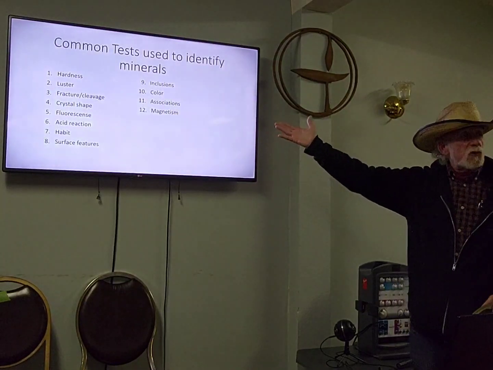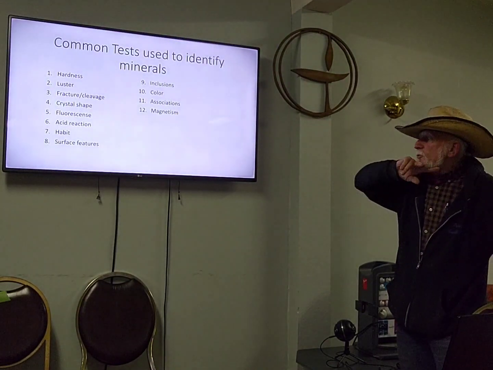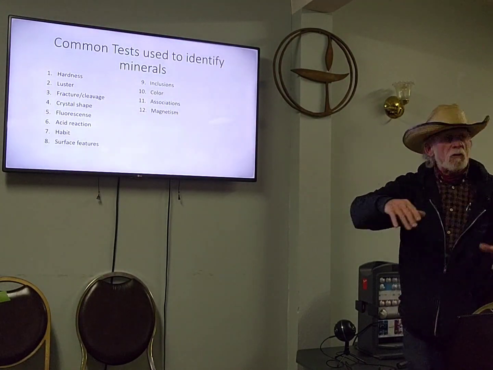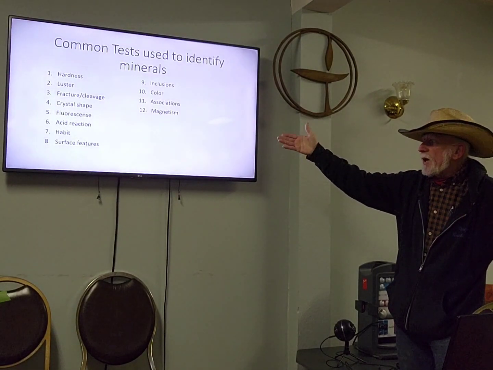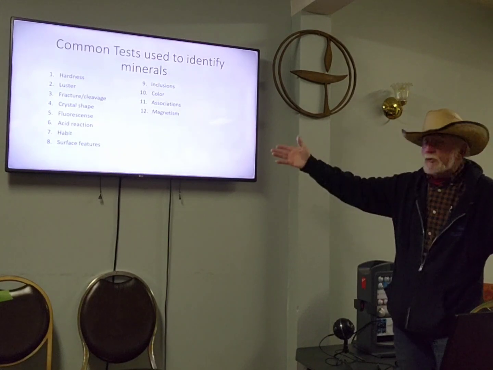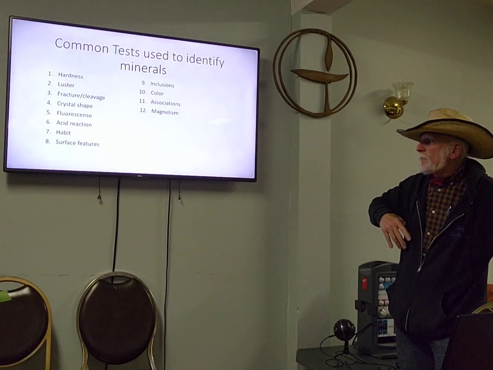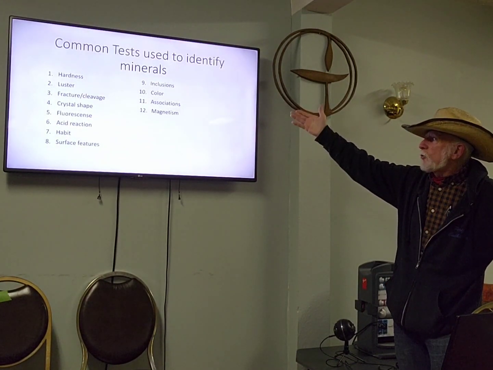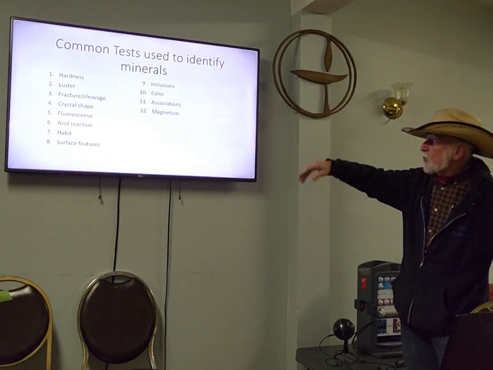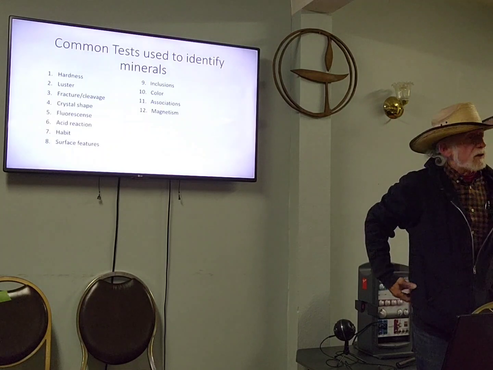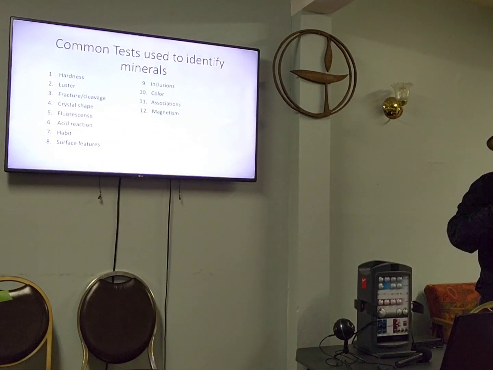The way something breaks, fracture and cleavage, the crystal shape, and there are like 8 different systems. Fluorescence is another thing, how it reacts to hydrochloric acid or something you can carry with you. Surface features are important. Inclusions, notice colors all the way down at the bottom. And then you have associations and magnetism. There's so many tricks and tools that you use to identify a mineral.